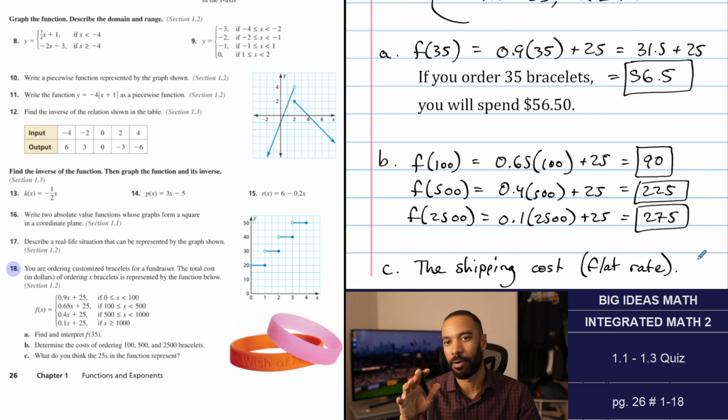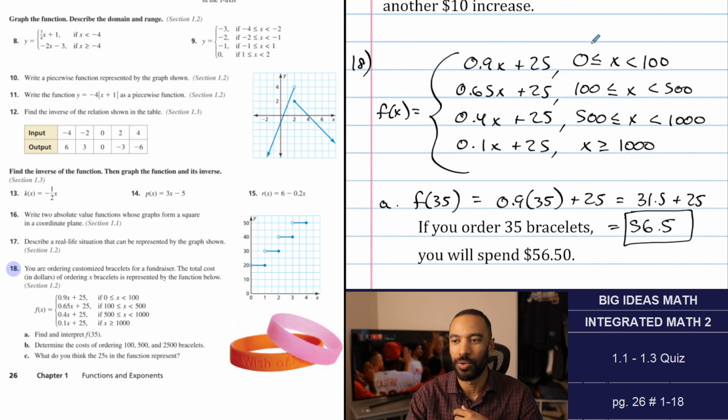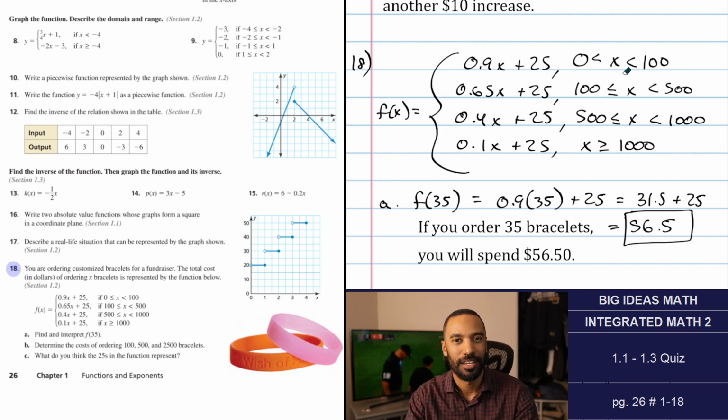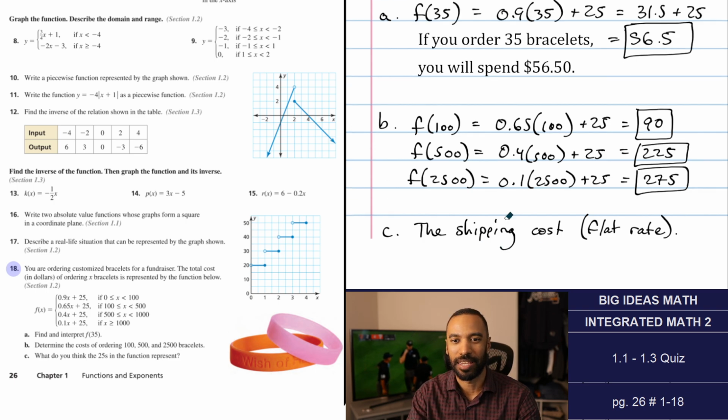The interesting part, and I wish they didn't have it, is they do show that x could equal 0. Why would I order 0 bracelets and you ship nothing for 25 bucks? I would have preferred that they did this because you need to kind of order 1 bracelet, but that's okay. So that's my guess, shipping costs, and that'd be my final one.